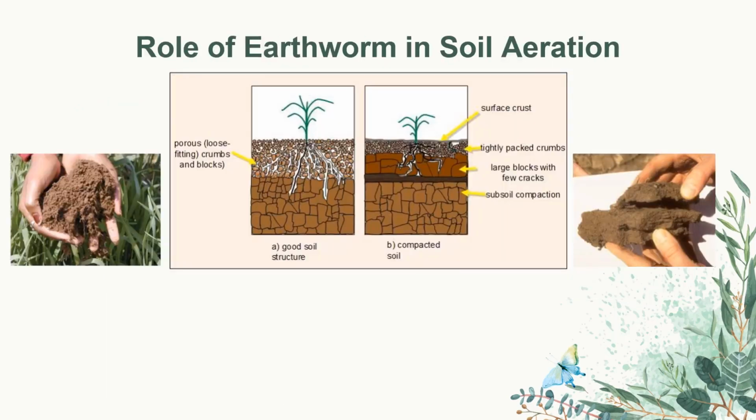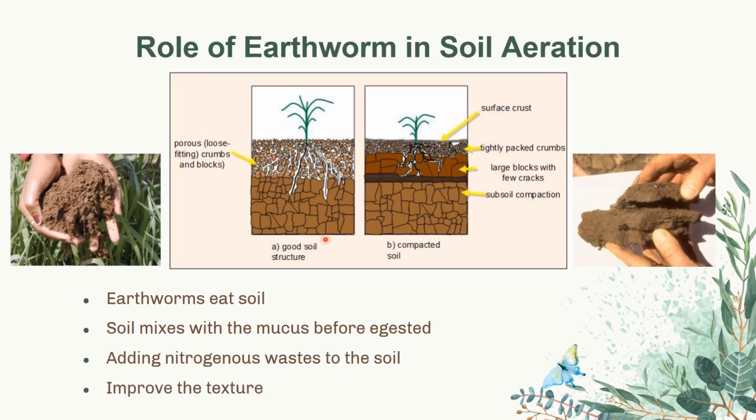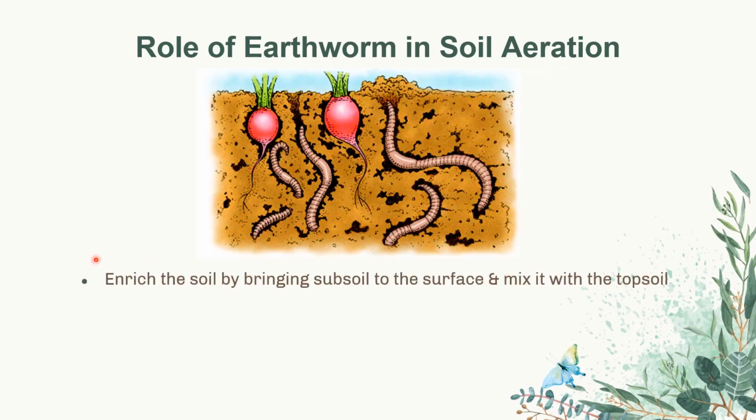One of the major roles of the earthworm is in terms of soil aeration. The earthworm eats the soil, inside of the soil. The soil mixes with mucus before it is digested, adding nitrogenous waste to the soil, helping the mixture and texture of the soil. The earthworm enriches the soil by bringing the subsoil to the surface and mixing it with the topsoil.